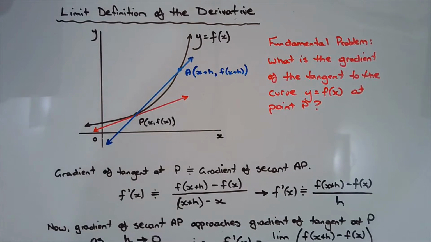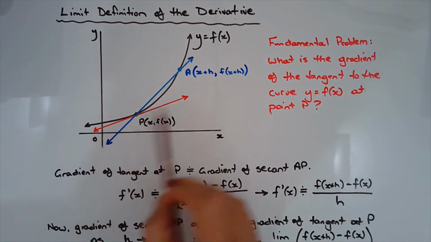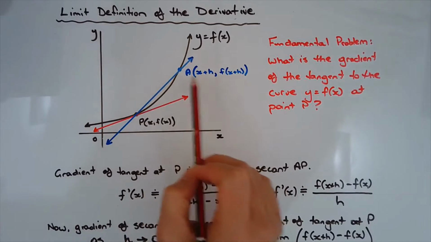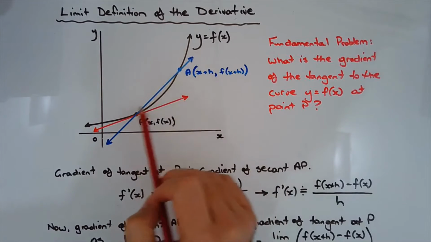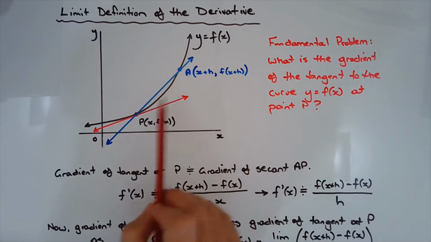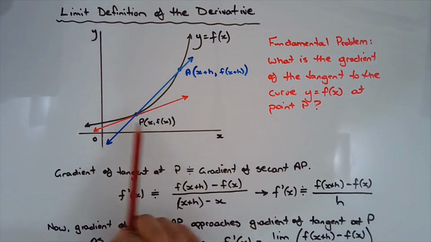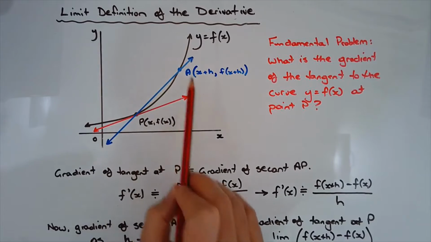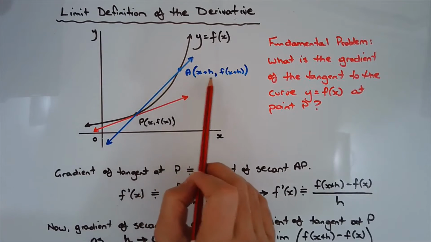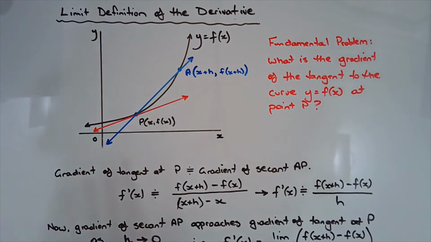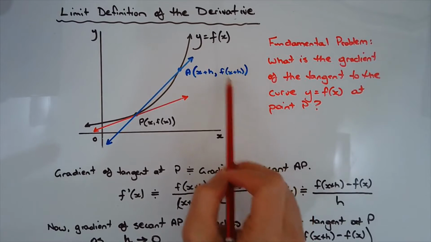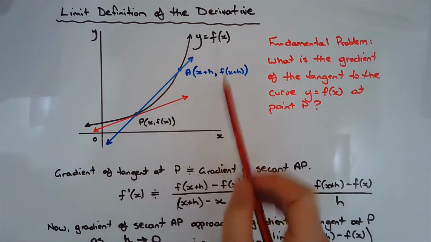So in order to be able to at least come up with an estimate of the gradient of the tangent at P, we need to use a second point somewhere. So let's say we chose point A, a little bit further along on the curve. Now point A is a little bit further along than point P horizontally. So if point P has an x coordinate of x, we're going to move h units along. Point A will have an x coordinate of x plus h. The y coordinate of point A will be f(x plus h). In other words, substituting x plus h into whatever function we have will give us our y value.